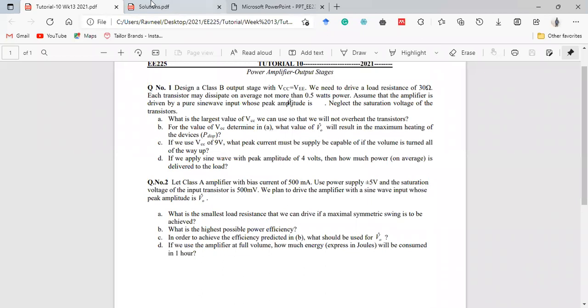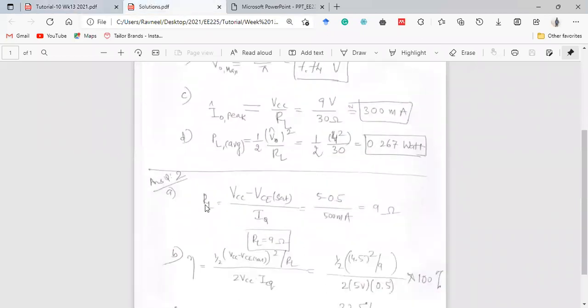So load resistance in that particular case is given by VCC minus VCE saturation. Remember, if the VCE saturation is given, we have to subtract it from the VCC value, right? So VCC minus VCE saturation divided by the bias current, that is IQ. That is equivalent to the VCC value, given in the question as 5 volt, minus the saturation voltage.